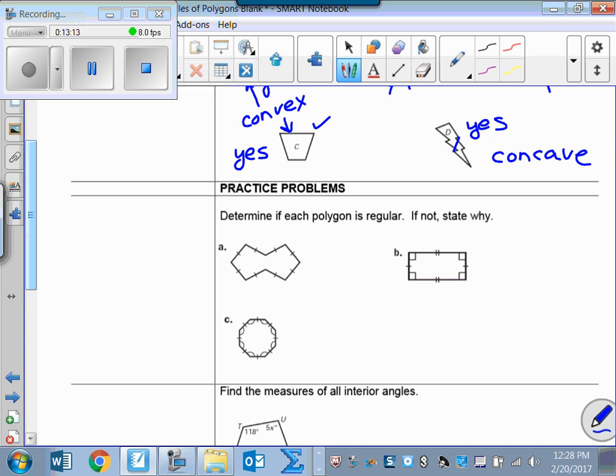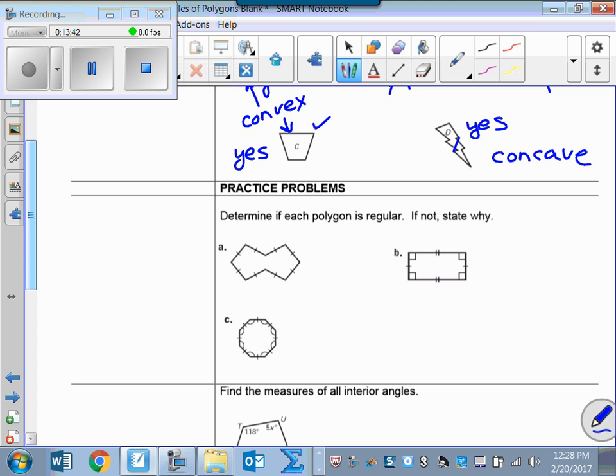Okay, now what we have here are a bunch of practice problems. So I think maybe what I will do is a few of them, and then, like I typically do, I'll save the rest for you and I'll put the solutions up. So regular. Okay, let's do these. Determine if each polygon is regular. You got to remember, what does regular mean? It means all the sides are congruent and all the interior angles are congruent.